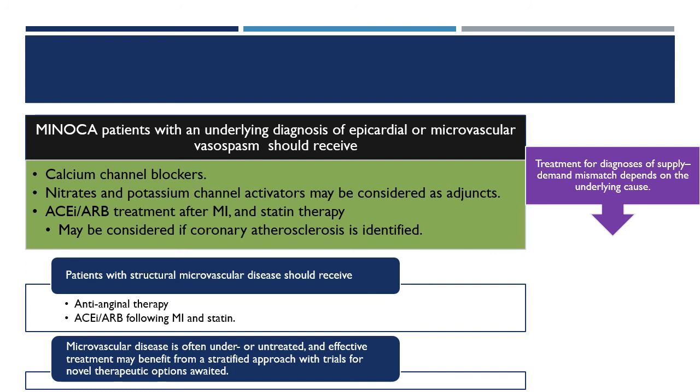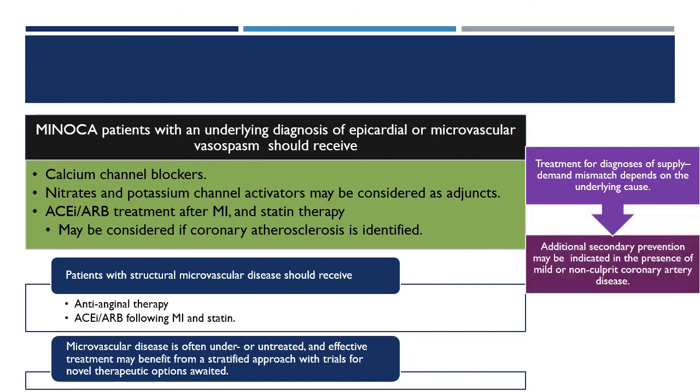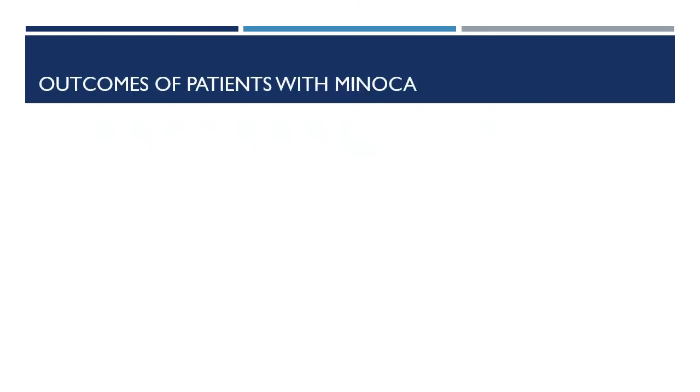Treatment for a diagnosis of supply-demand mismatch depends on the underlying cause. Additional secondary prevention may be indicated in the presence of mild or non-culprit coronary artery disease. That was all about treatment. Now, what are the outcomes of patients with MINOCA?